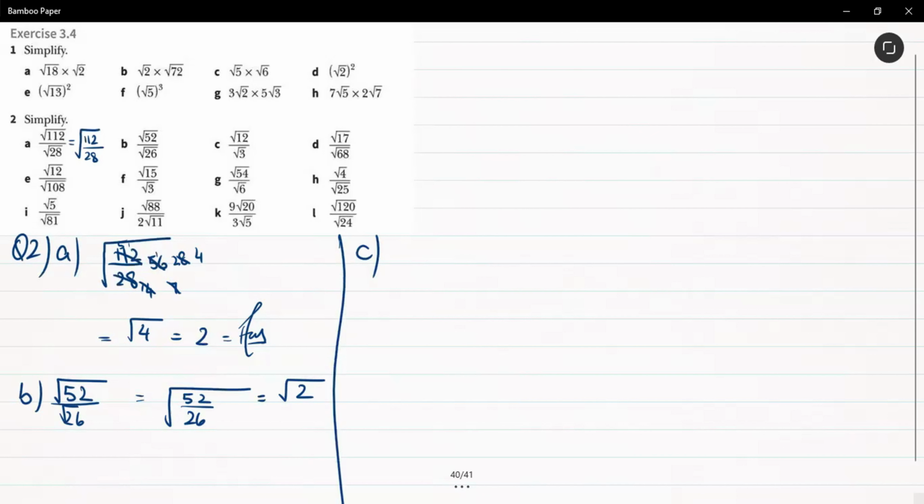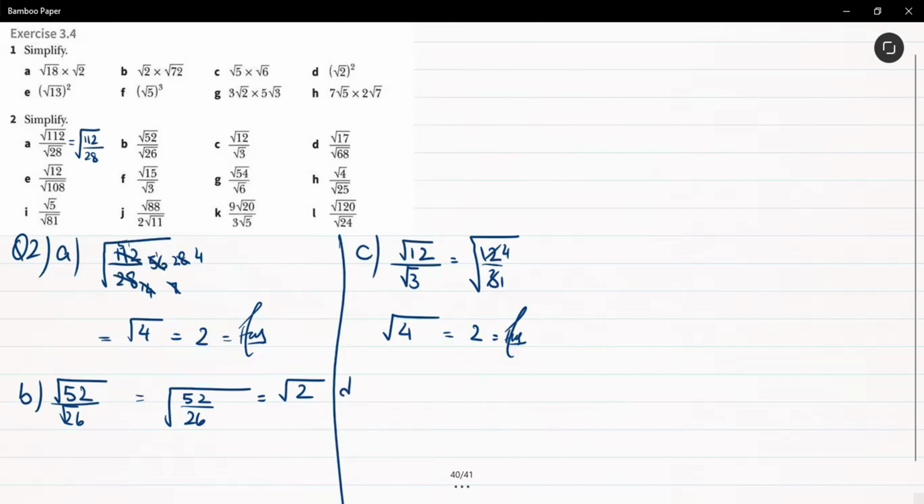For part C, we would have under root 12 divided by under root 3. Again, that would be equal to under root of 12 over 3. So 3 fours are 12. Again, we get under root 4, which is equal to 2. And that's our answer for part C.